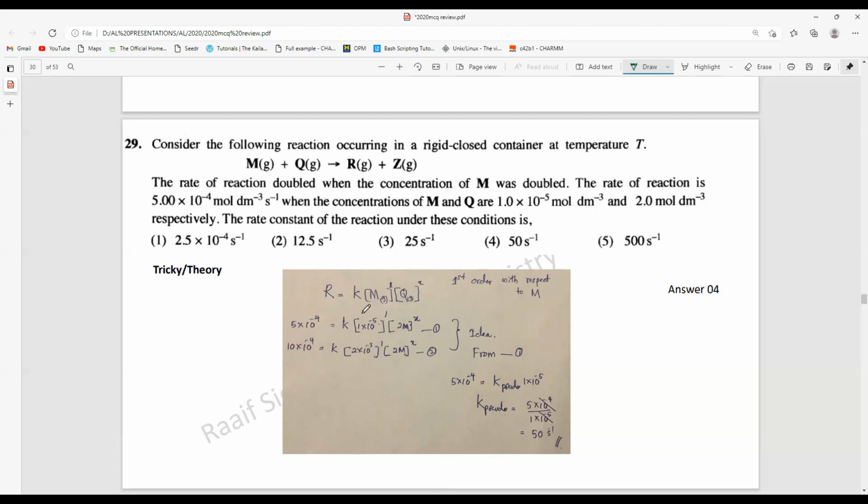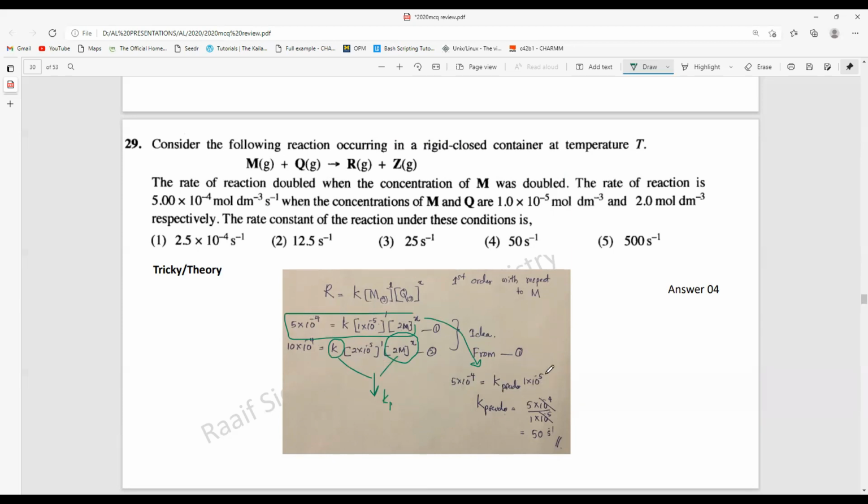You see here, the concentration of M is 10 to the power minus 5, very small. The concentration of Q is very, very large, 2M. So we can consider this product, 2M to the power X times the original rate constant K, combined as K pseudo. I have told you this before. This is a pseudo rate constant. So I can write in the first equation that they have given the information as 5 into 10 to the power minus 4 is equal to the pseudo rate constant times the concentration of the reactant M.